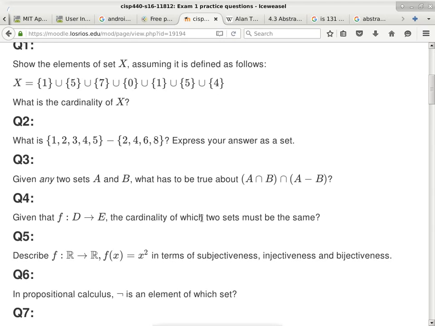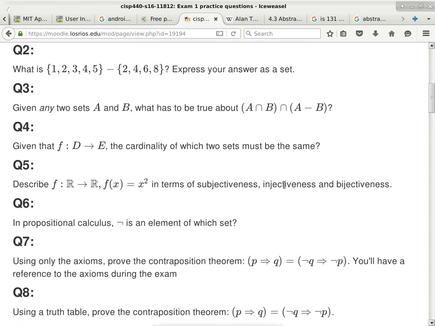But the result is a set, so you have to use curly braces around it to indicate it is a set. Question number 3, given any two sets A and B, we worked on this one already last time, so it's an empty set. Question number 4, given that F is a function mapping from domain D to codomain E, the cardinality, we worked on this one too, F itself and D must have the same cardinality.